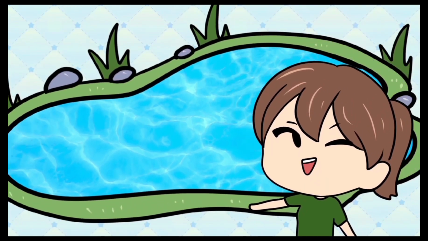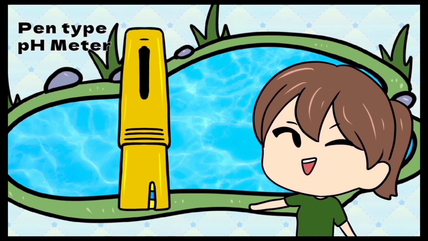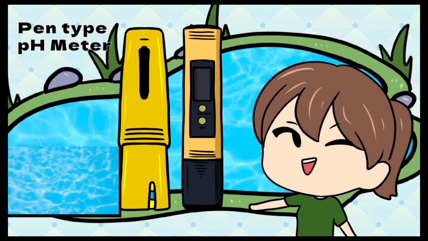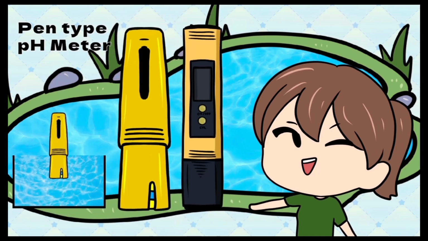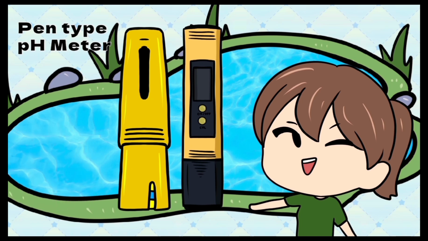Let us determine the pH of water using a pen-type pH meter. To use this instrument, submerge the probe into the water for 1 minute, wait for the reading to stabilize, then record. Repeat the process 3 times and get the average.